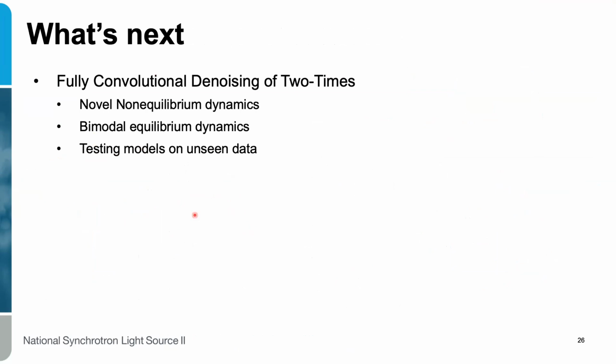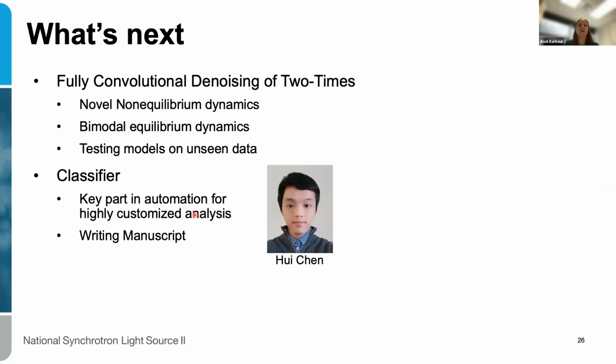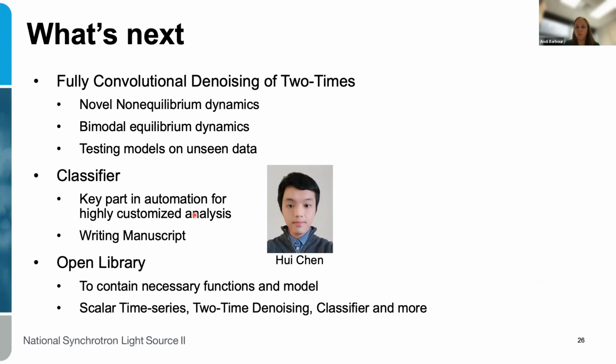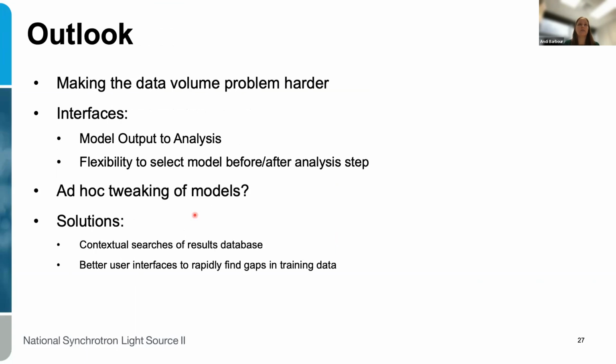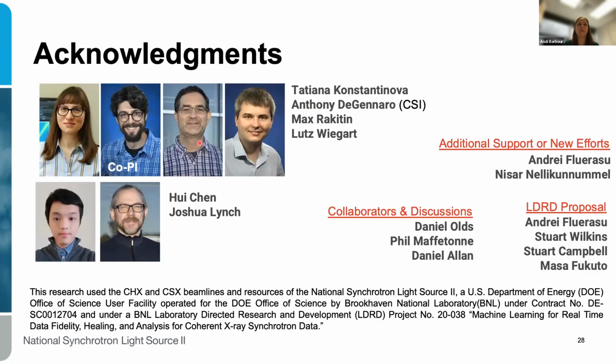Andy, 1 more minute, yeah. Okay, thanks. So what's next is fully convolutional denoising and classifying different kinds of dynamics. And we're working on an open library for all of the models that I presented today in one place for any user to use. And I think most of this is probably well understood. Things are going to get harder before they're easier. The interfaces, I think, are really important in terms of how to move forward. And with that, I'd like to thank all of the collaborators.